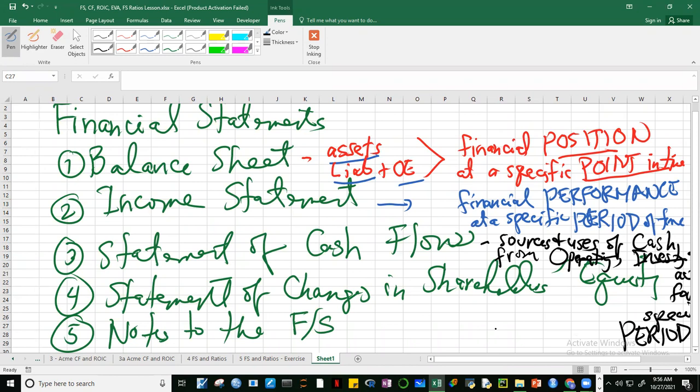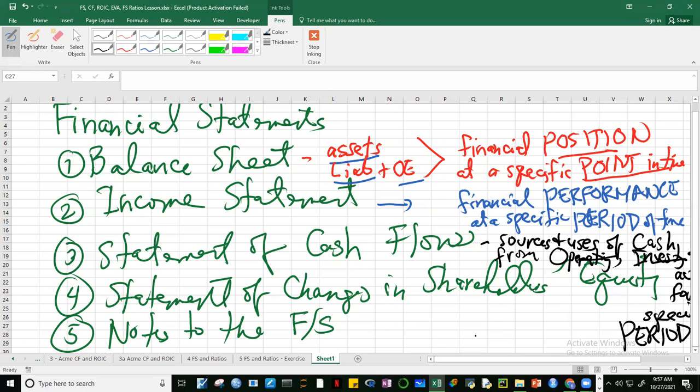This tells us how the shareholders' equity changes, and the changes will be coming from the net income, the results of the operations, and also how much dividend was distributed to the shareholders, if any. And lastly, guys, the notes to the financial statements.